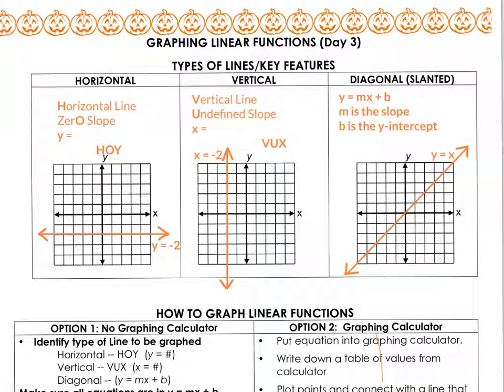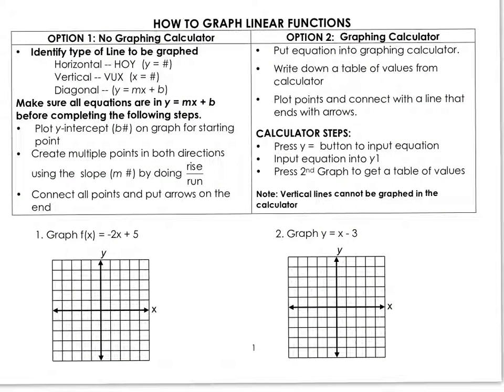So those are the three things that you're going to have to know. The hoi stands for horizontal line, and then vux for vertical line, and y equals mx plus b is for a diagonal or slanted line. So how do we graph these? How to graph the linear functions?